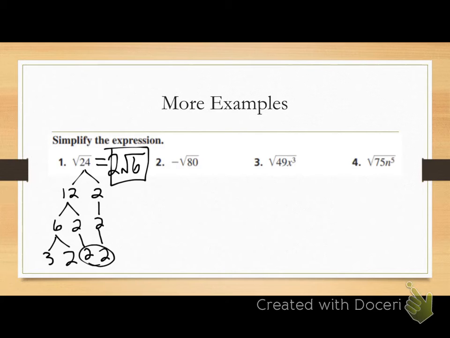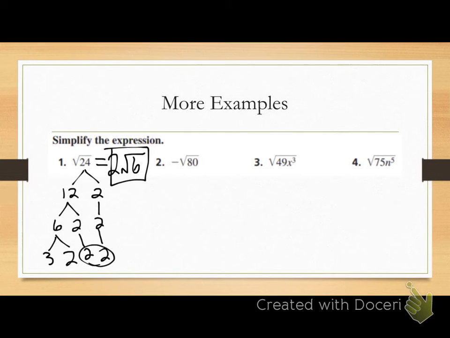Okay. Product property. What's the biggest perfect square that goes into 24? What are my perfect squares? Is 12 a perfect square? No. 4. 4 times what gives me 24? 6. What's the square root of 4? 2. So I get 2 times the square root of 6. Is that the same answer? Yes, it is. Questions on either method on number 1?